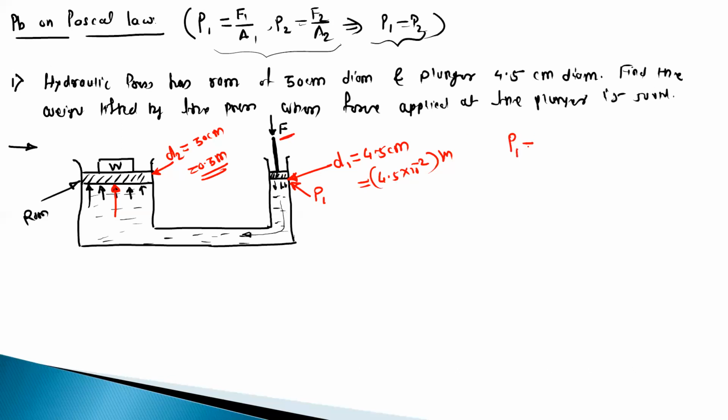This pressure is created due to application of the force F. So we can write pressure P1 is equal to force upon the area A1. Now force is given as 500 Newton, upon area. Now this plunger has a circular cross section like this. So this is the area. This area will be pi by 4 d1 square. So this is pi by 4 and d1 is equal to 0.045 square. Okay. So you will get some value for the pressure P1.